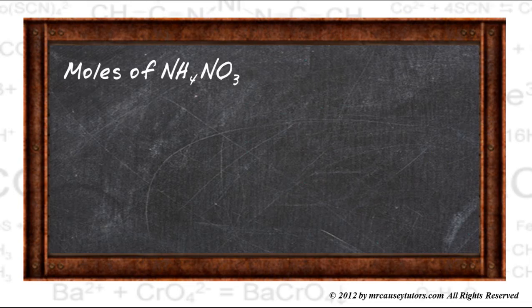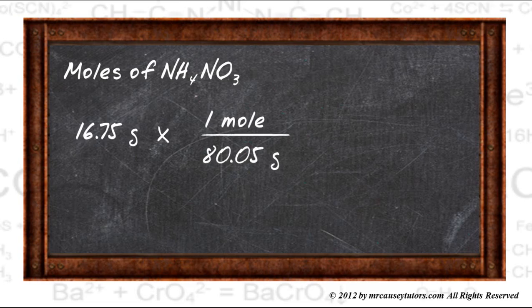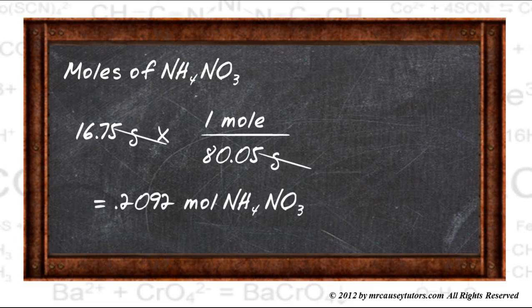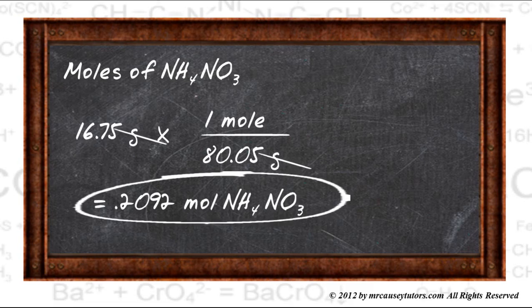If I know the molar mass, all I have to do is take my grams and multiply it by the molar mass. Now you notice that we flipped it over because we want grams to cancel out. But now that's going to give us 16.75 times 1 divided by 80.05. And if we plug and chug that, that gives us 0.2092 moles of ammonium nitrate. So plug and chug that, and you should have it.